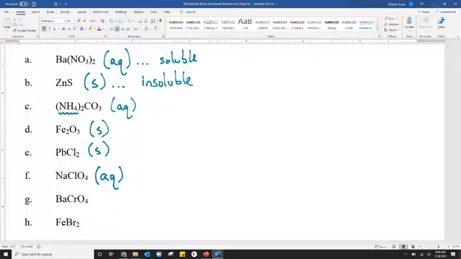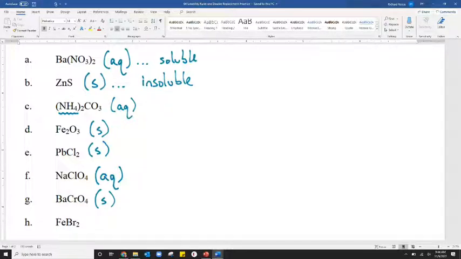Good answer. That is the correct answer. So everybody check yours on these as we go through them as well. That one's going to be insoluble, so it's a solid. Chromate is the very last rule at the bottom there. That CrO4 is in the very last rule, rule number 6.